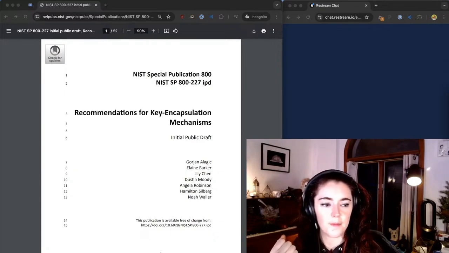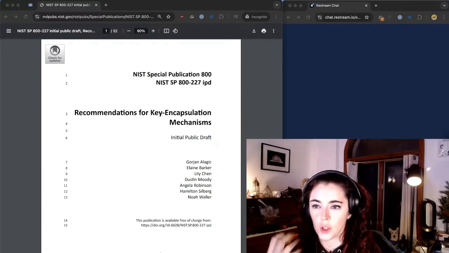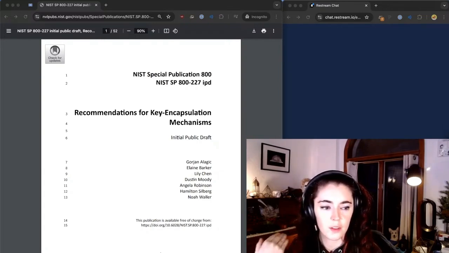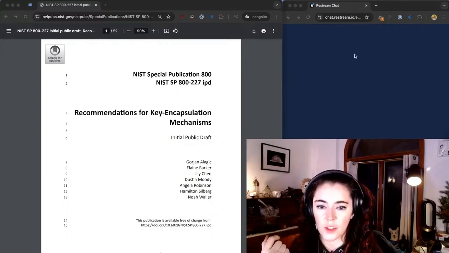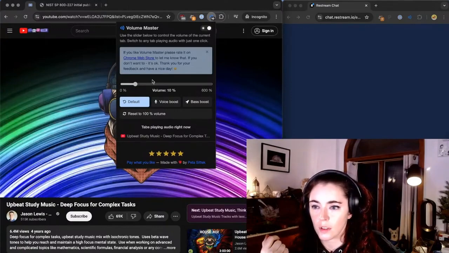So I have some vague ideas of what's going to be in here, but it's mostly if you care about FIPS, if you care about NIST stuff. Raise or lower. I'm at 10%. I'll go down even further.